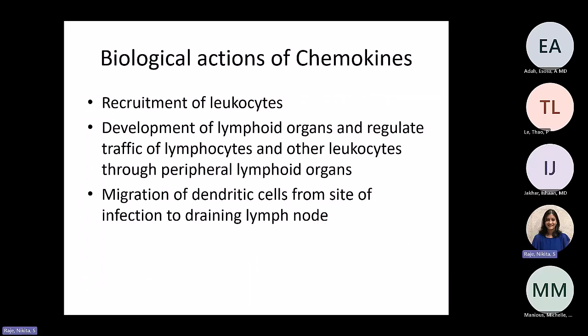All right, biological actions of chemokines. So now we talk about how these work. As we know, chemokines are basically molecules that help in recruitment of leukocytes. They also help in development of lymphoid organs and regulate the traffic of lymphocytes and other leukocytes through the lymphoid organs. They help in migration of dendritic cells from the site of infection into the draining lymph node as well.